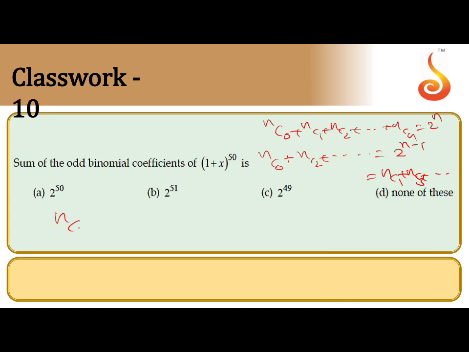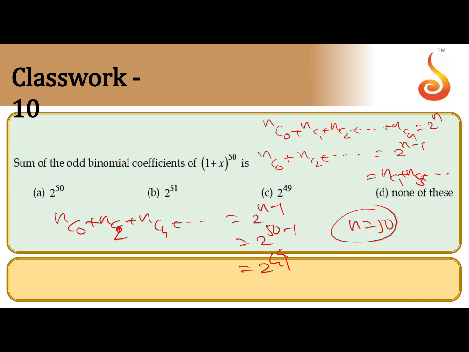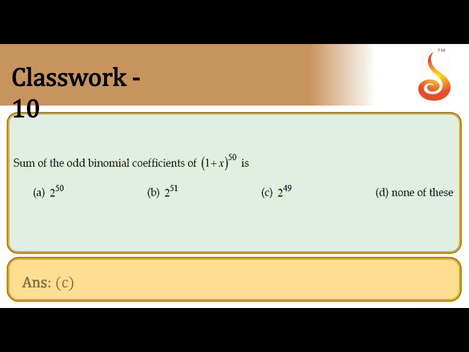Here we want the sum of odd coefficients, that is nC0, nC2, nC4 and so on. What is the formula? 2 power n minus 1. Here n is 50, so 2 power 50 minus 1, that is 2 power 49. In this question, n equals 50 because of the power. Which option? Option C is correct. I hope you understand. Next. 2 power 49 is the answer.